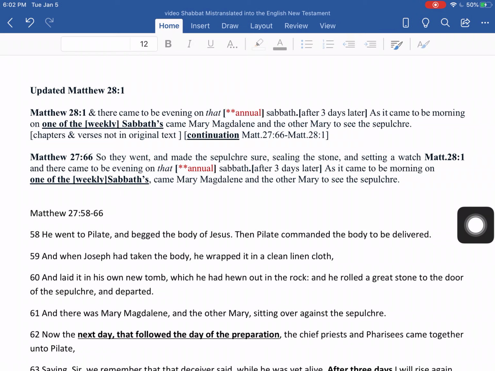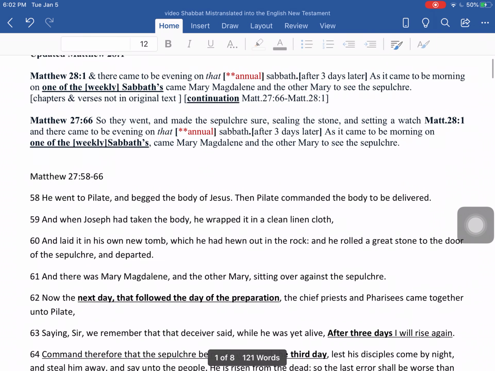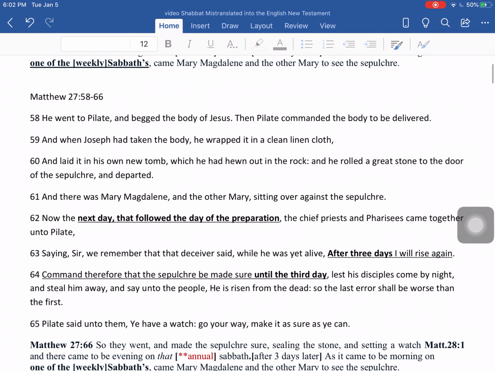And I do have other renderings I'll show you later in the video, because I already did a video on that, but I don't think those renderings are correct concerning how to render the Sabbath in this text. But anyway, let me read Matthew 27, starting with verse 55, to get the context of where this first Shabbat should apply, you know.